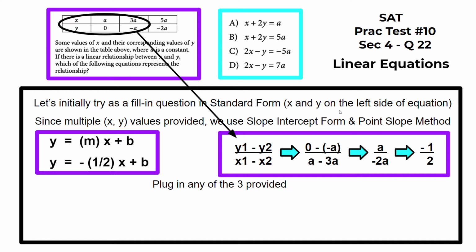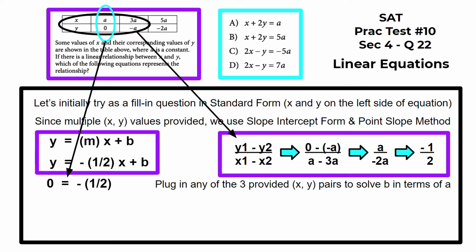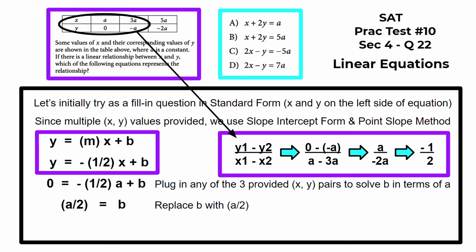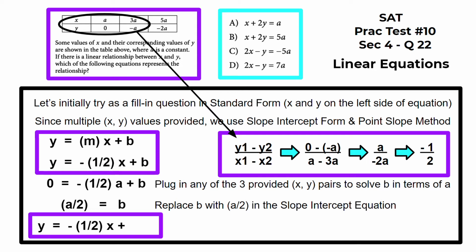Now, let's plug in any of the three provided xy pairs to solve for b in terms of a. Let's use that first pair, a and 0. So 0 equals negative 1/2 times a plus b. Now let's add a divided by 2 to both sides of the equation to isolate b. b equals a divided by 2. Now let's take a divided by 2 and put it into our slope-intercept equation. And we get y equals negative 1/2 x plus a divided by 2.